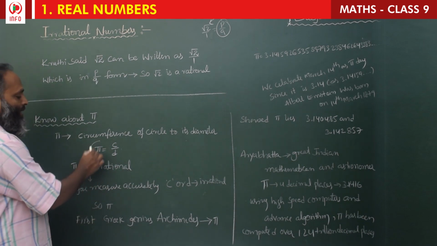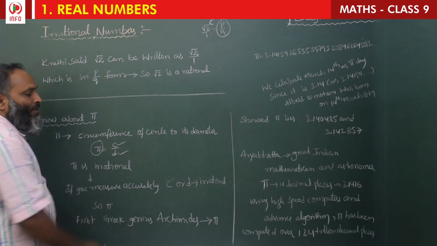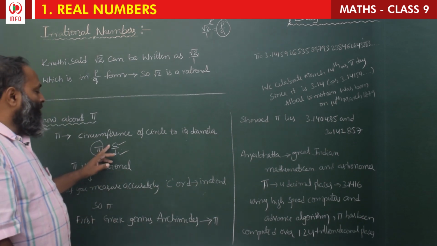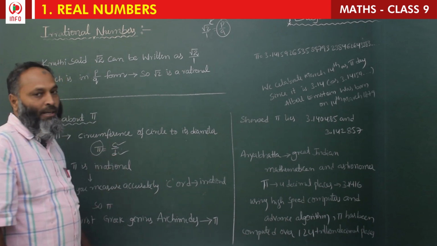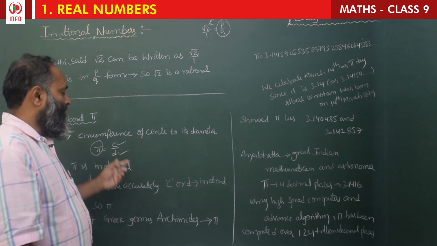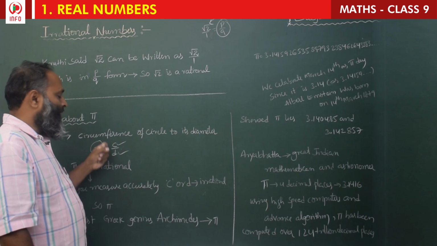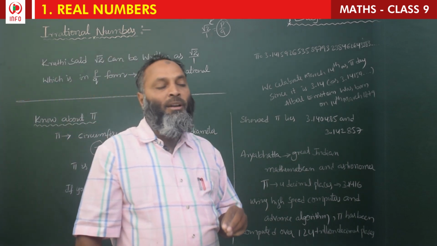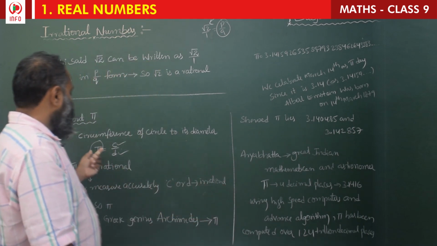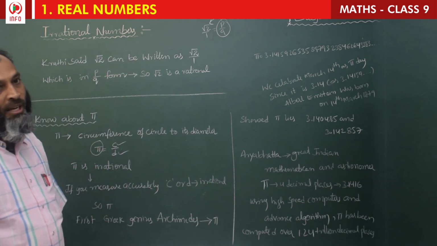So pi is equal to C by D, C divided by D. What is C here? C means the circumference of a circle, and D is the diameter. The ratio of C and D, that is, the circumference of a circle and its diameter, gives you the pi value.